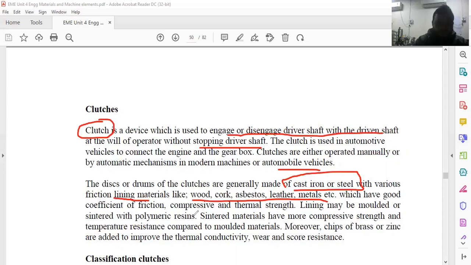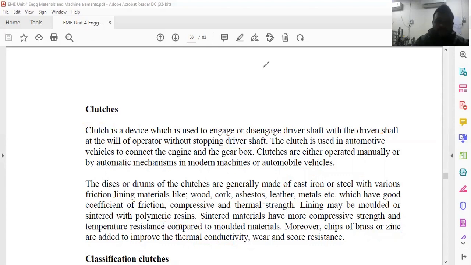Also, polymeric resins are nowadays used. Even chips of brass and zinc are also used so that we can improve the thermal conductivity, wear and score resistance. So there are many kinds of lining materials as well as clutch materials used here.